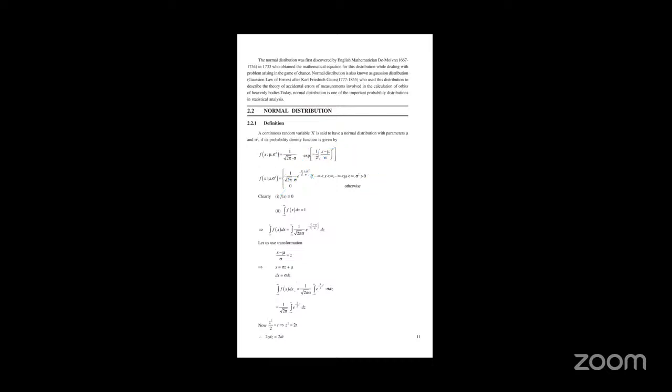So we know there are two main conditions for any distribution. The first condition is that f of x should be greater than or equal to 0. This is the first condition we need to understand.